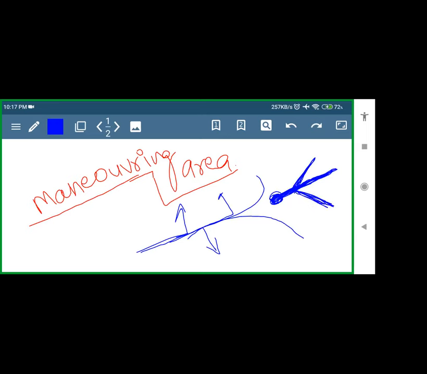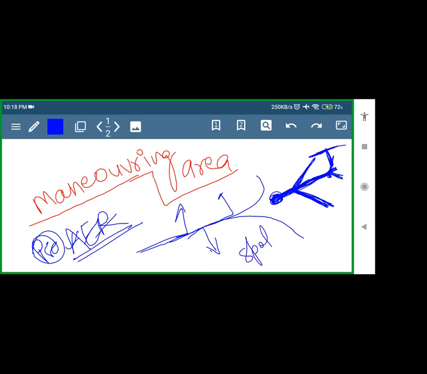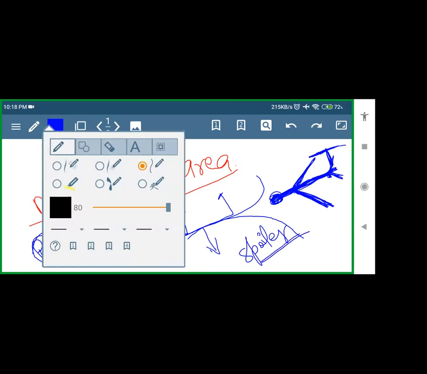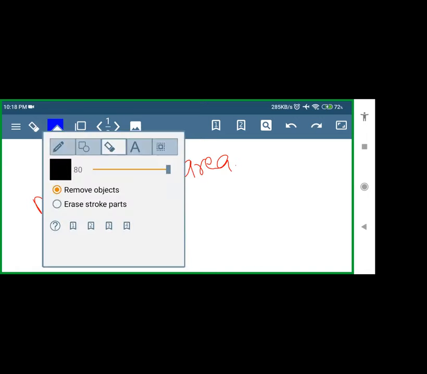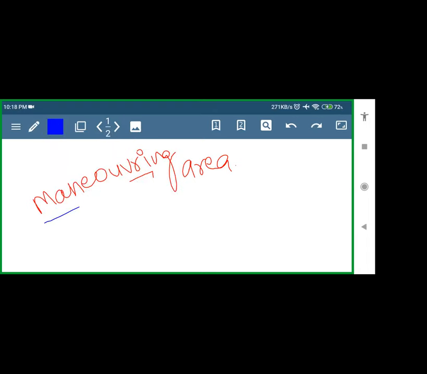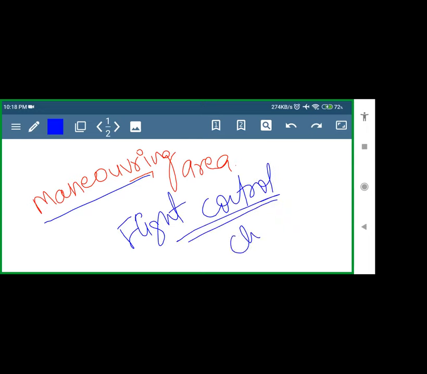What flight controls does an aircraft have? Any answer? Ailerons, elevators, rudders. Yes, primary flight controls are ailerons, elevators, and rudders. In flight they are using secondary flight controls also, right? Spoilers, flaps, these things. But aileron, elevator, and rudder. Very good. So whatever change in path the aircraft can make by the use of flight controls is known as maneuver.